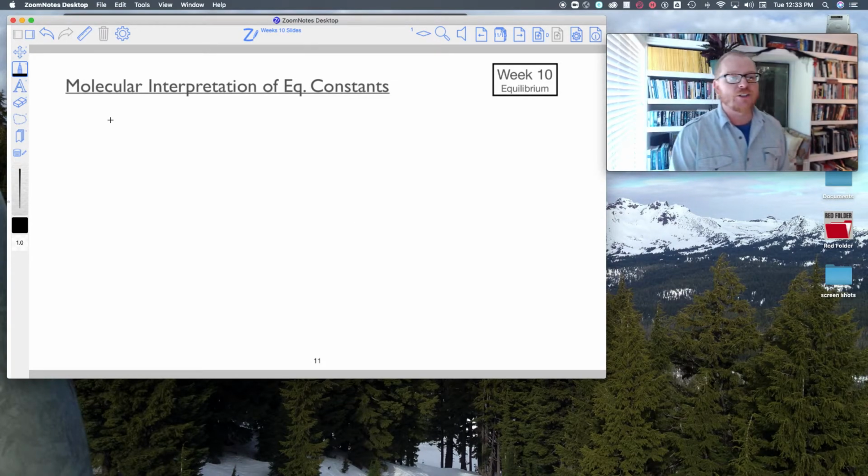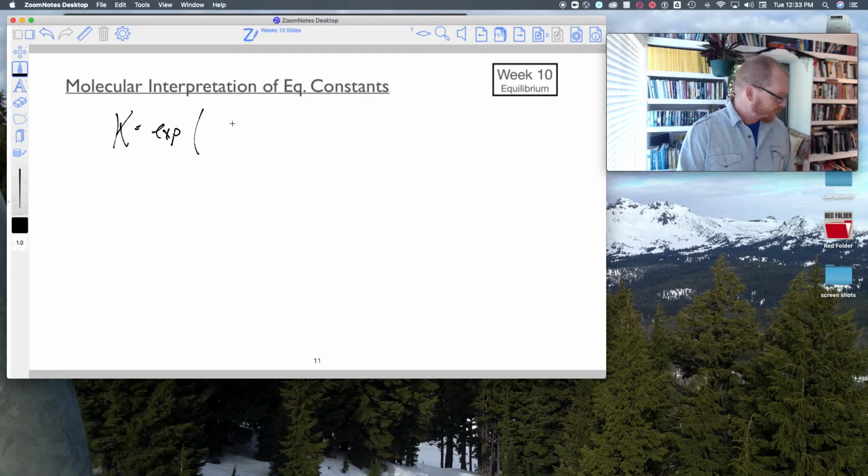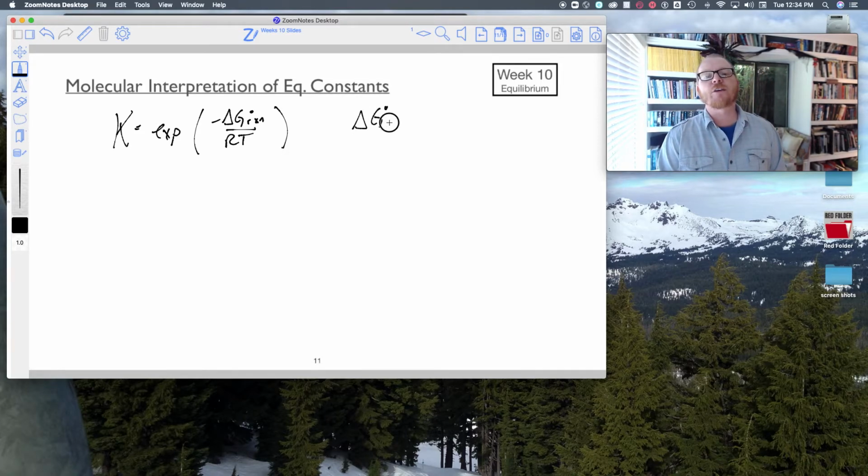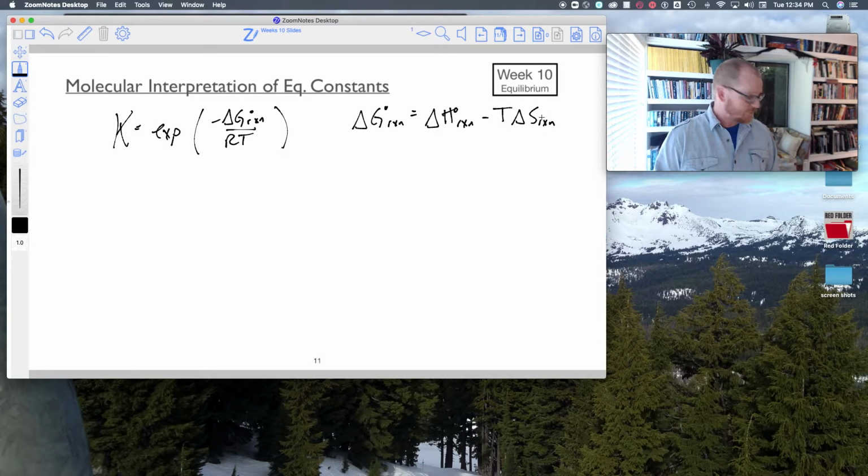So what this is related to, the only thing I'm going to say about this, is how equilibrium constants can be related to the thermodynamic potentials, okay? So we know now that K equals the exponential of negative the standard free energy of the reaction, divided by RT, okay? We can write that the standard free energy of reaction is equal to delta H of reaction minus T delta S of reaction. And so I can substitute that into K.